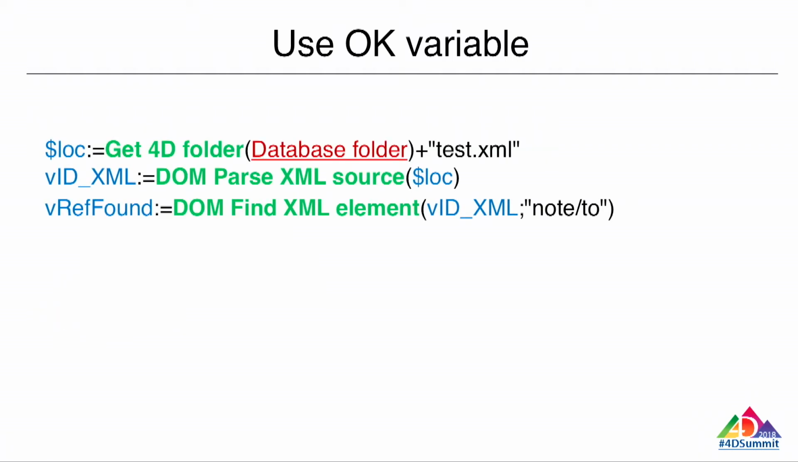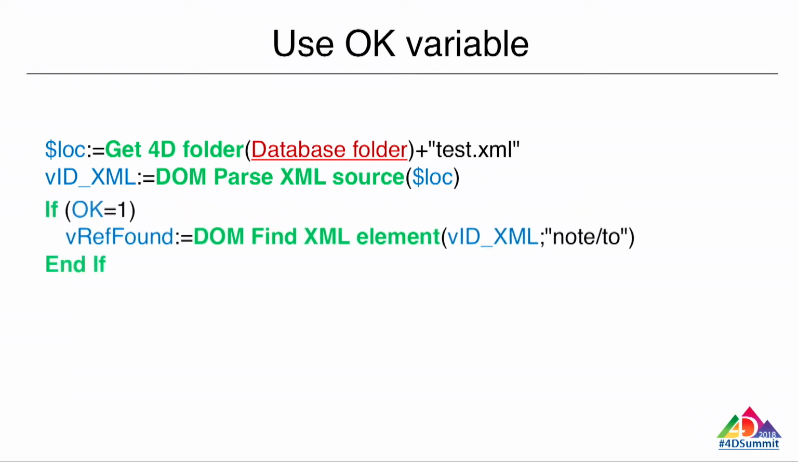Now, how about if we work with XML? In this example, we are taking the location of that XML, and we use DOM parse XML source to actually put this into memory. Now, let's say that that second line worked. Then we can go ahead and continue with the next line. But in XML code, you can actually check the OK variable. So it's a good practice, if you are using DOM XML commands, to check this variable. The OK variable is a very useful tool.